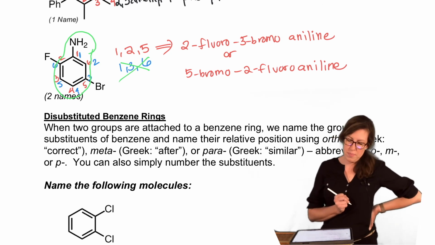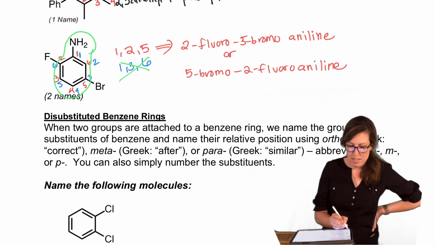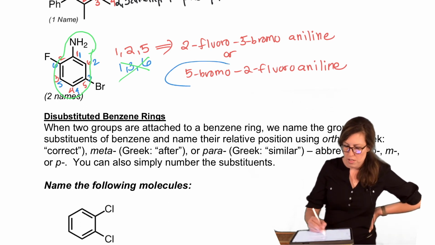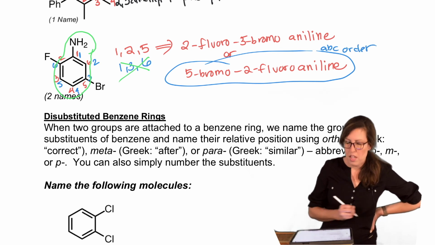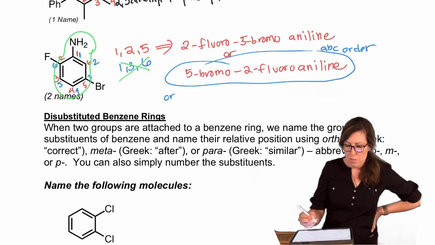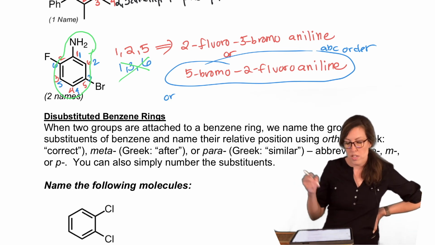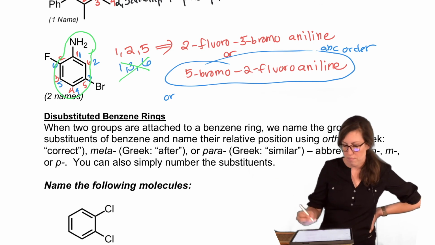Which one of those wins? Remember, once you assign numbers, you don't put it in numeric order, you put it in ABC order. So ABC order is this one. That's the preferred name because it's the simpler name. The alternative name would be to name all positions, 1, 2, and 5, and it'd be amino benzene.